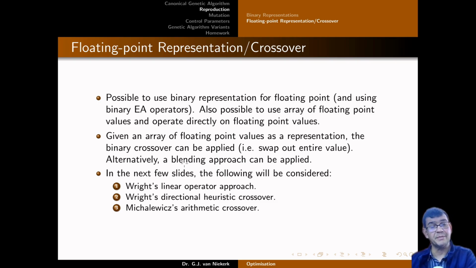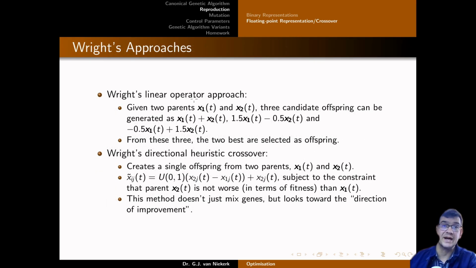That's also fine. But because we are using floating point numbers, you can use all kinds of blending approaches, where you would take the gene from the one parent and that from the other parent, and then combine them in some way to form a whole totally new number. And we're going to have a look at that next. So it's Wright's linear operator approach, his directional heuristic crossover, which is very interesting, and then Michalewicz's arithmetic crossover. And this is specifically tailored around floating point representations. Okay, so let's quickly have a look at Wright's approaches.